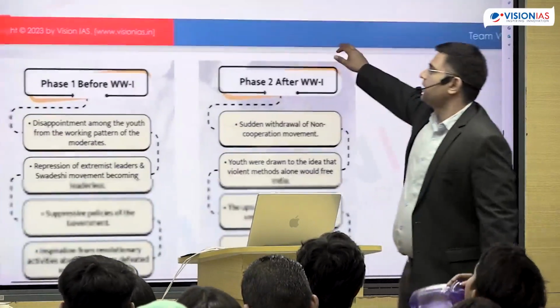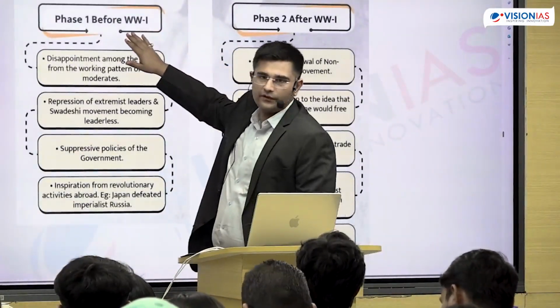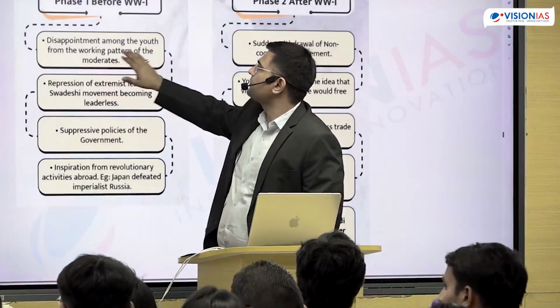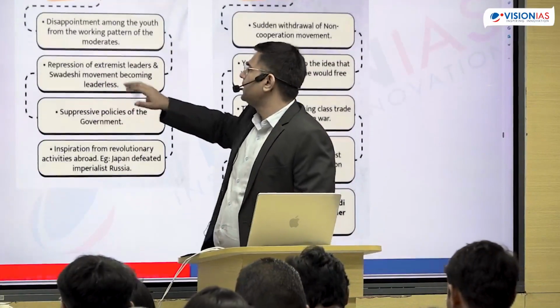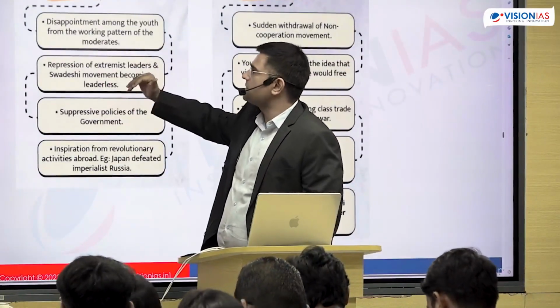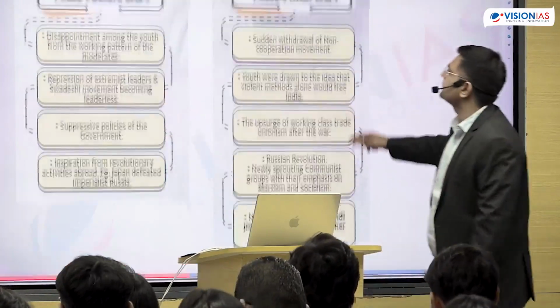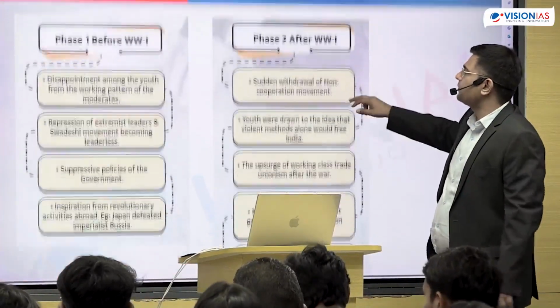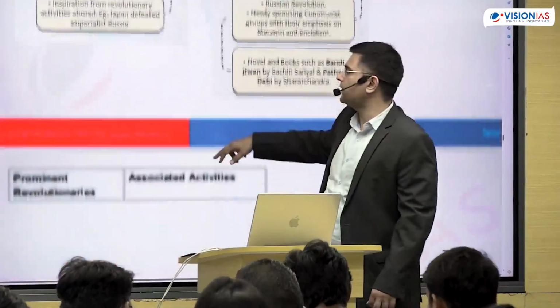So Lal Bal Pal, before World War I took place in 1914, there was disappointment among the youth from the working pattern of the moderates. So obviously repression, therefore extremists come, extremist repression. After World War I, sudden withdrawal of non-cooperation. So before World War I, what are the events?